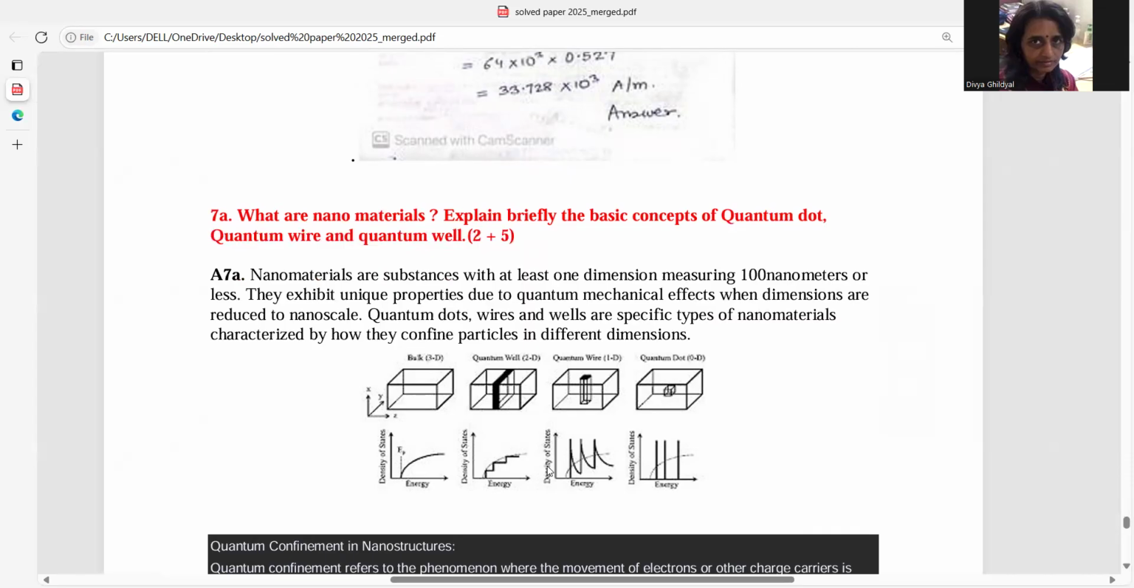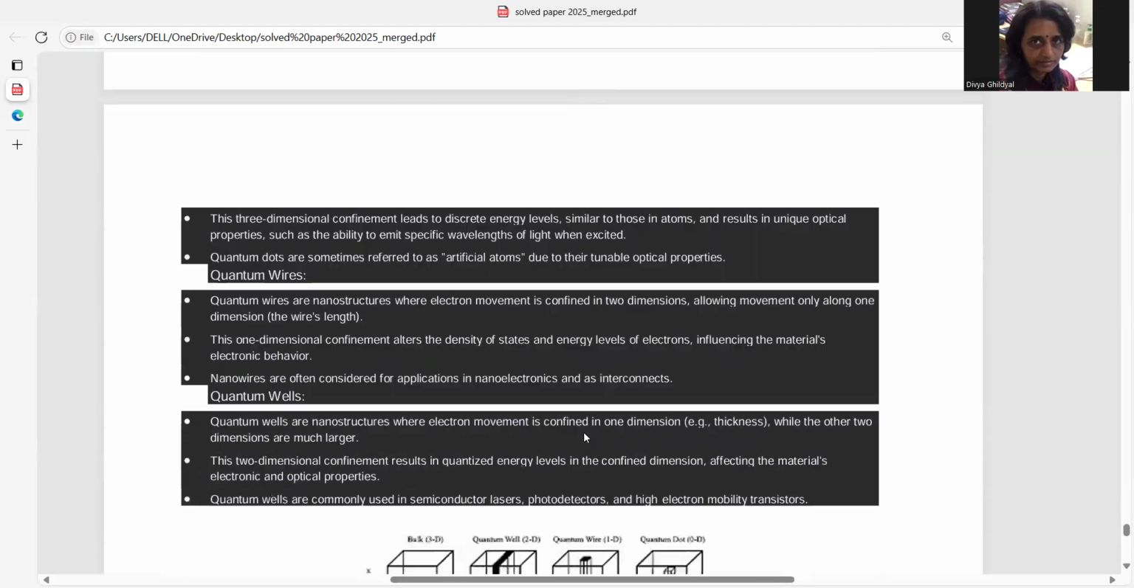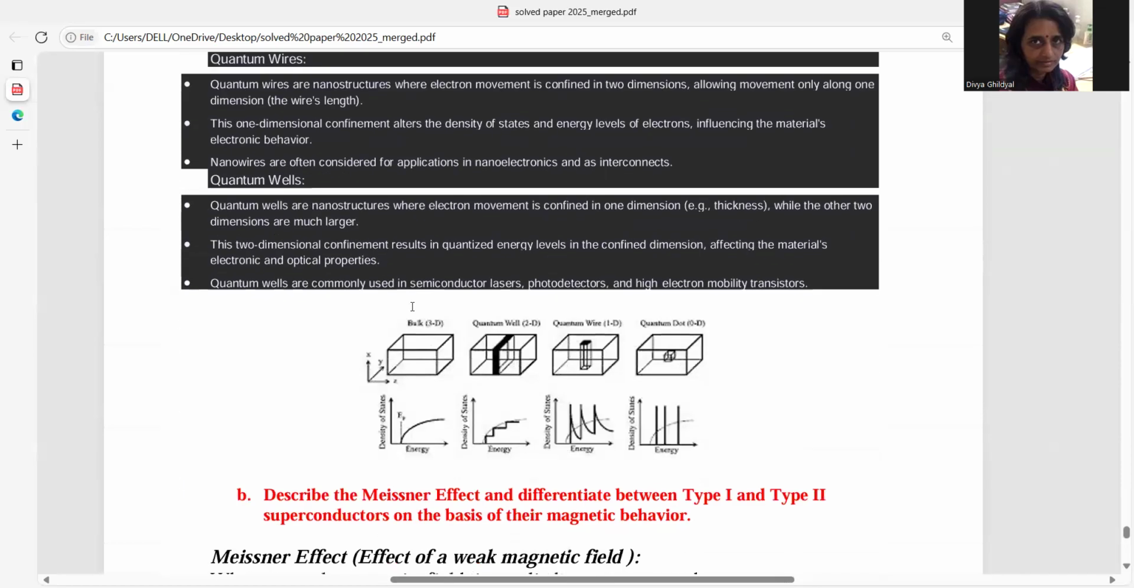What are nanomaterials? Nanomaterials are substances with at least one dimension measuring 100 nanometers or less. They exhibit unique properties. The definition of nanomaterial gets 1.5 marks. The concept of quantum dot, quantum wire and quantum well will fetch the other marks. Do draw this diagram so that it becomes clear what is a quantum dot, what is a quantum wire, what is a quantum well.